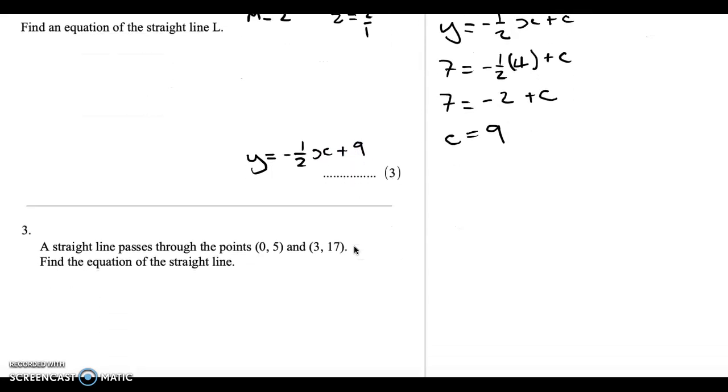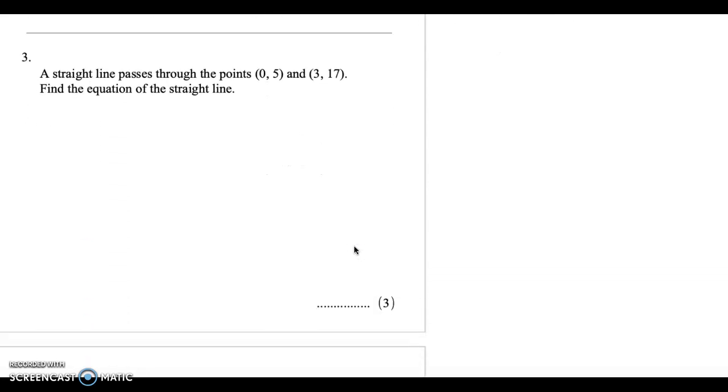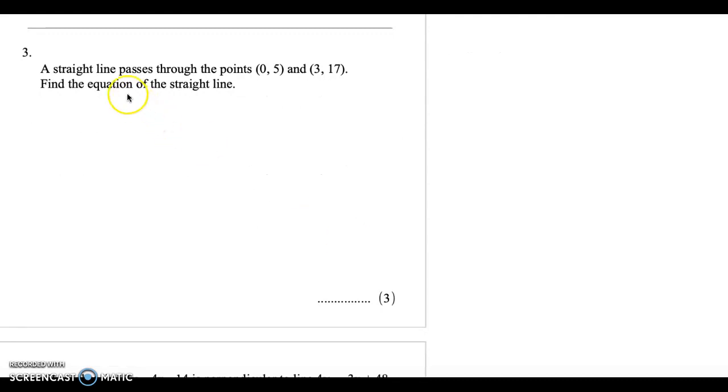Okay, that one done. Question 3. A straight line passes through the points (0, 5) and (3, 17). Find the equation of the straight line. So we need to find our gradient. To find our gradient, first let's just label these. So we've got x1 and y1, and we have x2, y2.